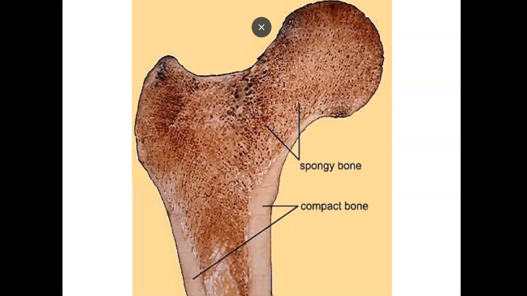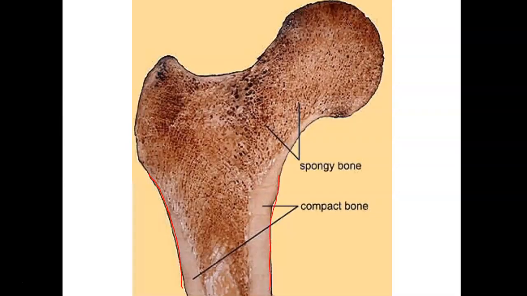In this video, we're going to talk about compact and spongy bone. So compact bone, and here we're looking at a cross-section of a long bone. The compact bone is going to be towards the outside of the bone, whether you're talking about a long bone or a short bone or a regular bone. The compact bone is going to be towards the outside of the bone.